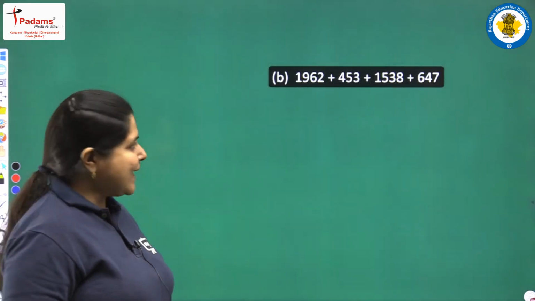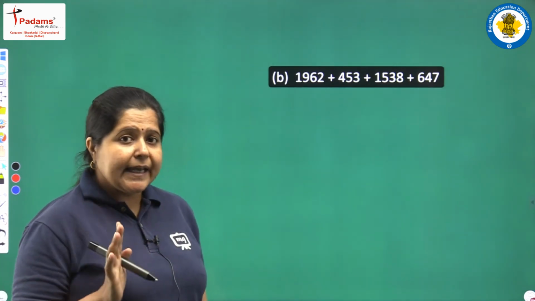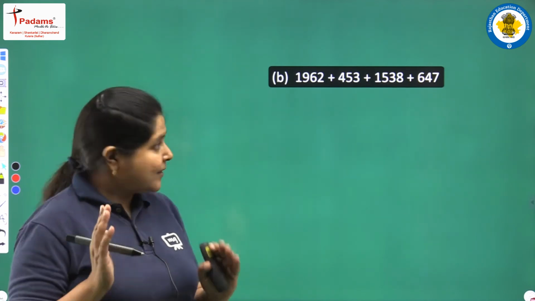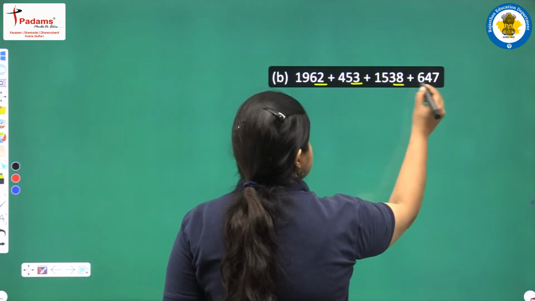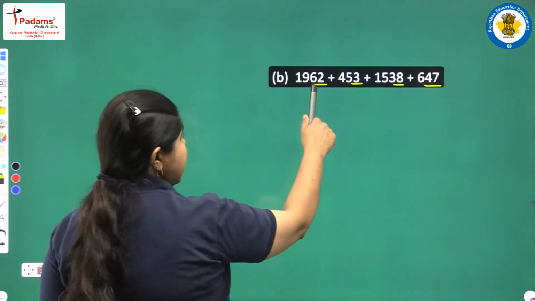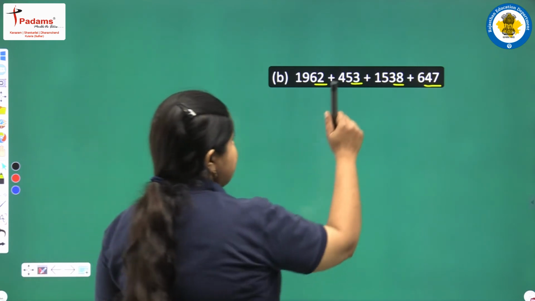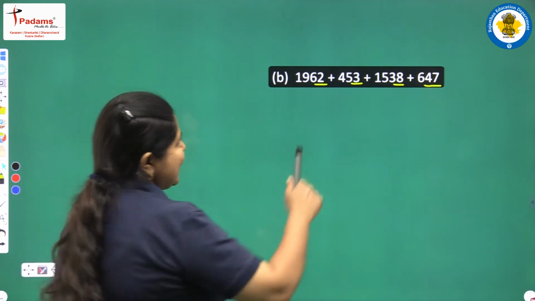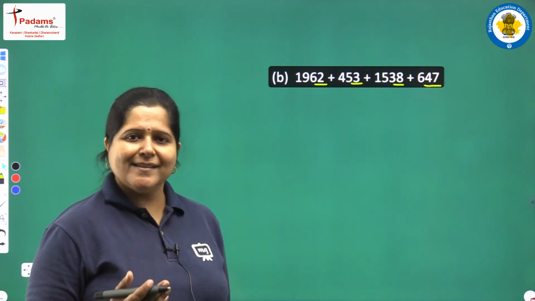We take up the next question. Here we are having four numbers. Again we need to see which two numbers should be taken up together first. Again we will look at the digits at one's place. If we add 2 and 3, we get 5, not a 0. If we add 3 and 8, we get 11, again not a 0. If we add 8 and 7, we get 15, again not a 0.